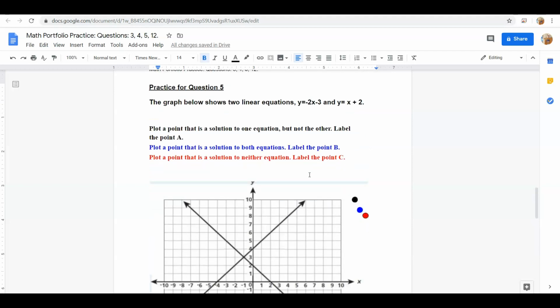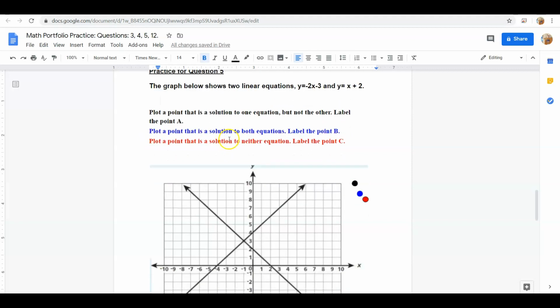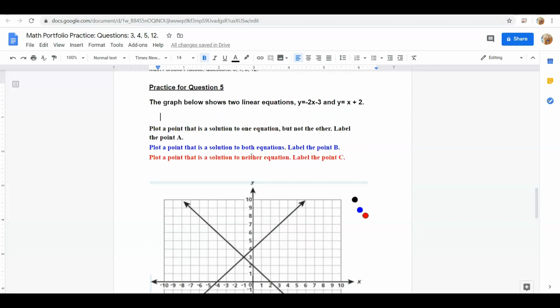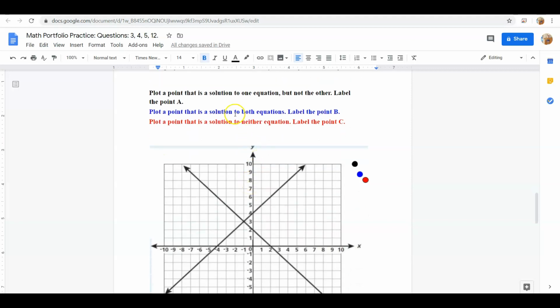Now, the directions for this graph state that you need to plot a point that is a solution to one equation but not the other. Label the point A. If you remember back to question 4, the solution found for both equations was where the lines intersected, or where the two lines crossed each other. So I want you to keep that in mind when thinking about A, because A says that you can only plot a solution to one equation, but not the other.